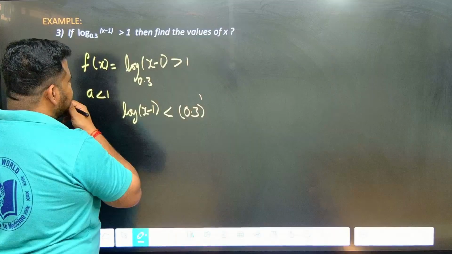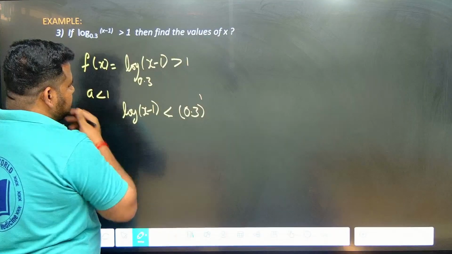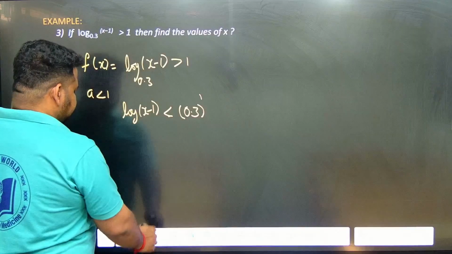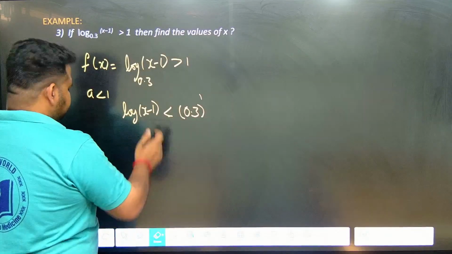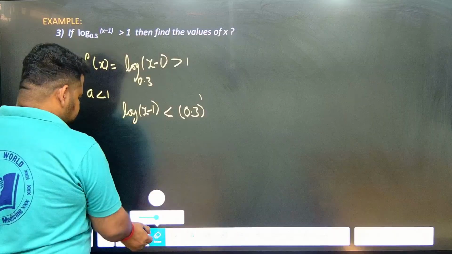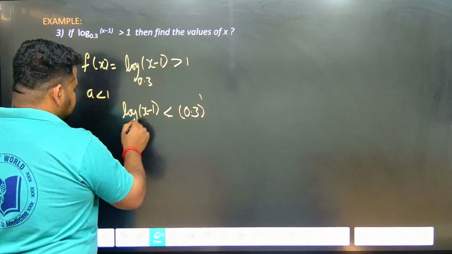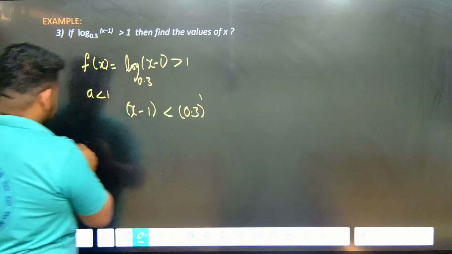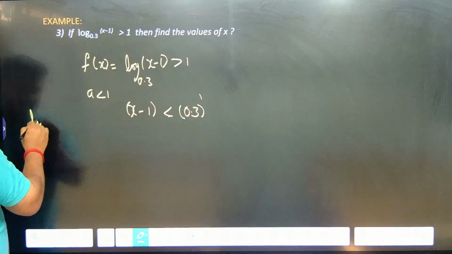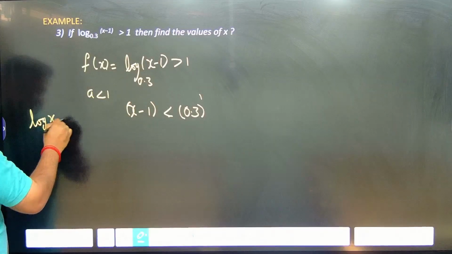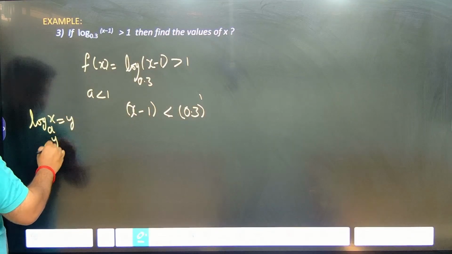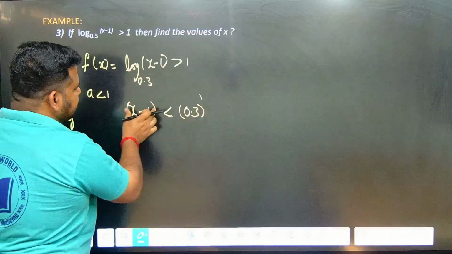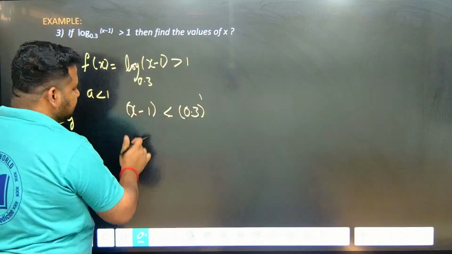Now, what we are having? Log of x minus 1 is less than 0.3. Okay, this is what we are having. Correct now? So, we will have only x minus 1. Why? See, if I am having log x to the base a is equal to y, if I write a to the power of y, we are having only x. Similarly, if I am writing 0.3 to the power of 1, I am having only x minus 1.